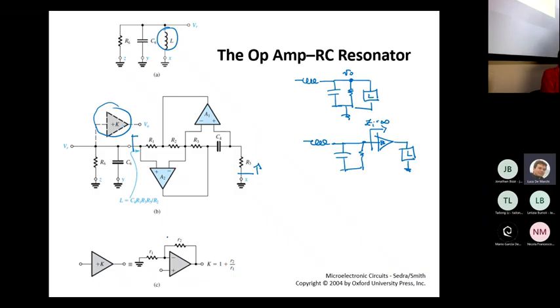The buffer, by the way, can be realized with the conventional non-inverting configuration. So you can use a non-inverting configuration to pick up the value at this node and send it to a load.